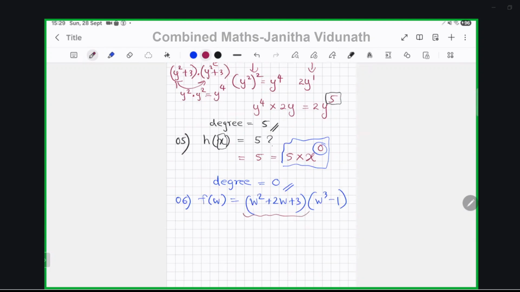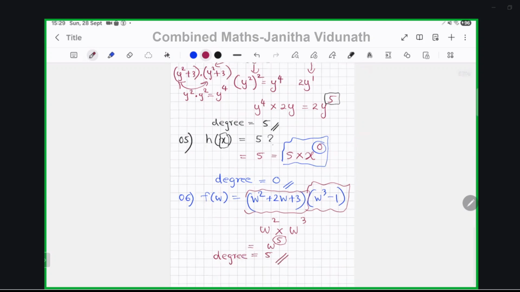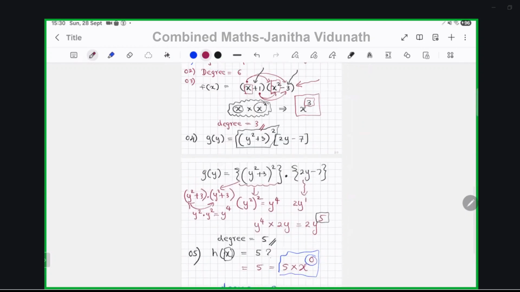Here, the highest power of this bracket is 2. Then the highest power term is w square. And the highest power term of the second bracket is w cube. Then the term with the highest power will be given by multiplying those two terms. Then the highest power term is w to the power 5. Then simply the degree of this is also 5. I will give 1 minute to write down those answers.